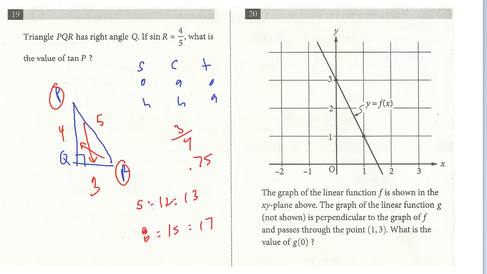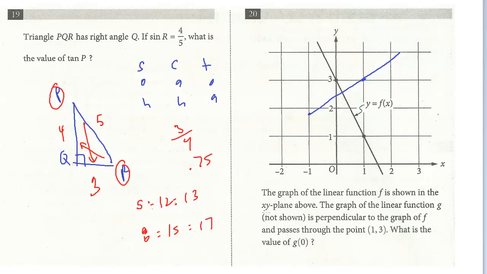All right, let's take a look at question 20. The graph of the linear function f is shown in the xy-plane above. The graph of the linear function g, not shown, is perpendicular to the graph of f and passes through the point (1, 3). What's the value of g(0)? So we have this line, y equals f of x, and g of x is not shown, but we know it's perpendicular to this function, and it passes through (1, 3). So here's (1, 3).